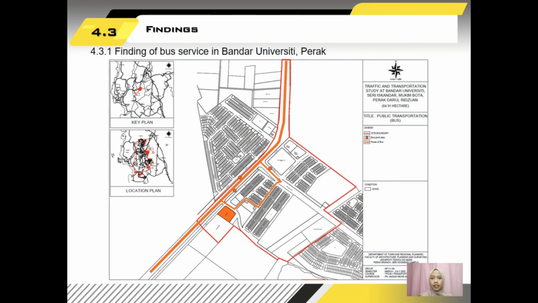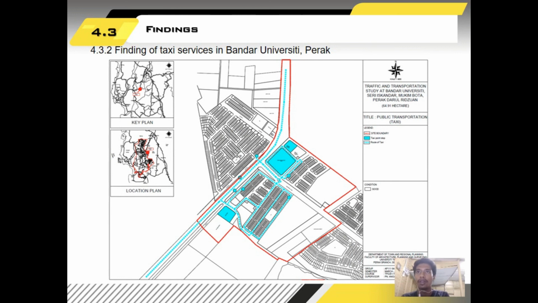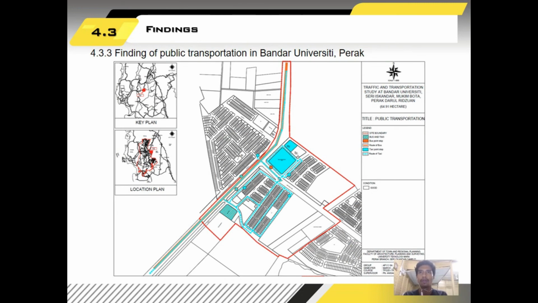Next, for the findings. This map shows the findings of bus service at Bandar University Perak. This map shows the bus stop points and the route service in Bandar University. Finding of taxi service in Bandar University Perak. This map shows the taxi points and route of taxi in Bandar University Perak. Finding of public transportation in Bandar University Perak. This map shows the combination of bus and taxi points and routes in Bandar University Perak.